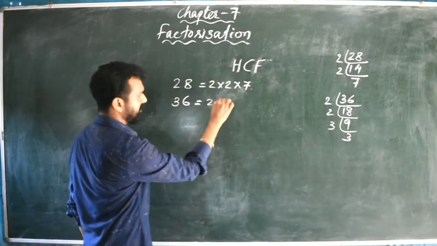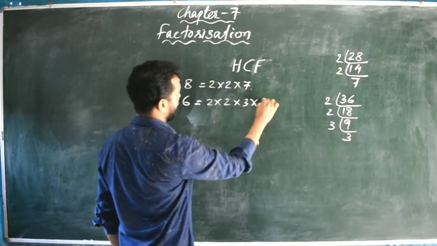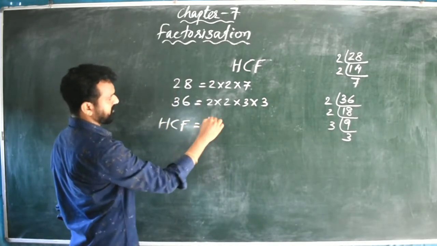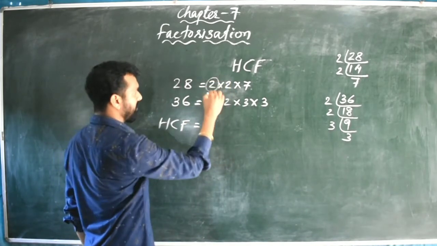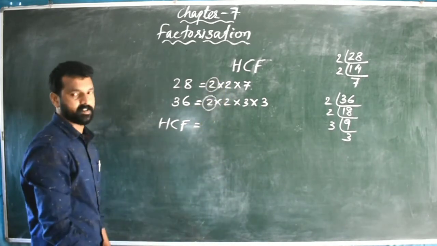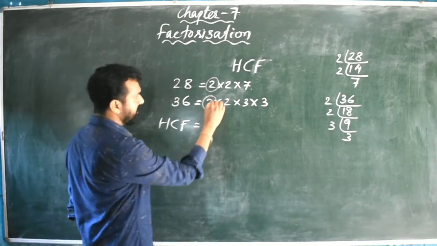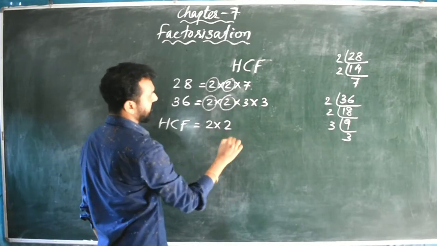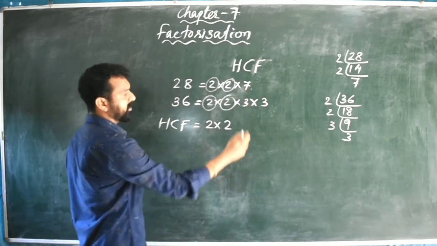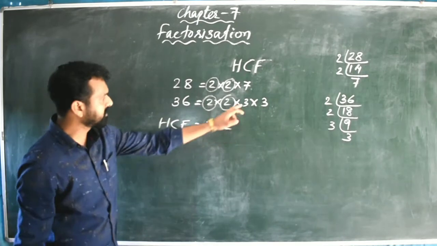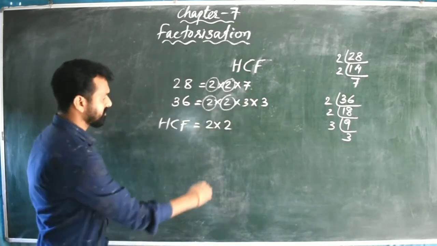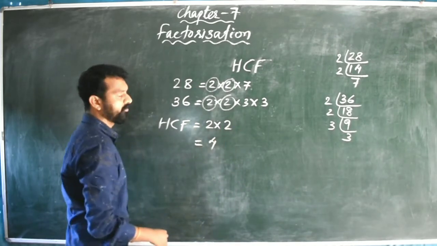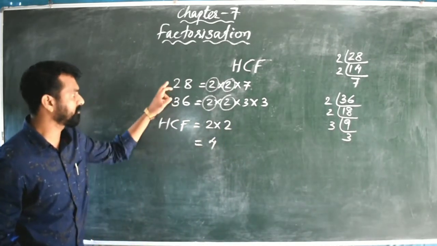So 36 is 2 into 2 into 3 into 3. Now we can find out the HCF of 28 and 36. HCF is equal to the common numbers in both the factorizations, which we will take and multiply. From here 2, 2 we will take. Then 7 is not common in both the numbers, and 3 also is not common, so we will not take those. So HCF of 28 and 36 is 2 twos are 4. 4 is the highest common factor of 28 and 36.